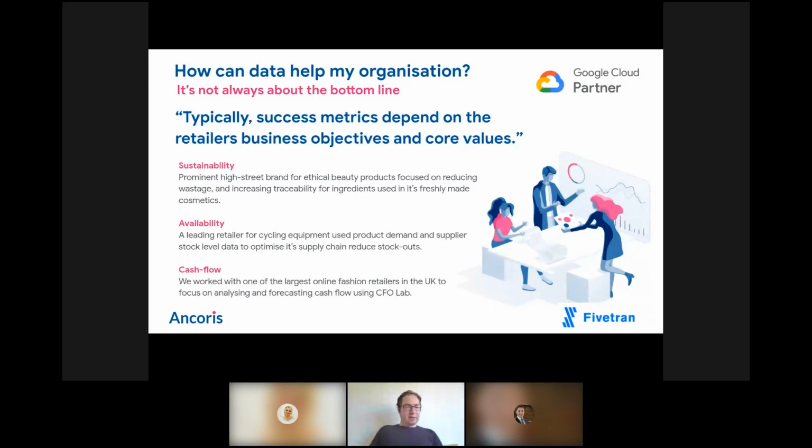And then another priority that we're seeing across many retailers right now is cash flow. We've worked with one of the largest online fashion retailers in the UK, using technologies like Fivetran, DBT, Looker, and BigQuery to help them analyze and forecast their cash flow. So it's not just about the crass make more money. It's a lot more subjective than that. Okay, next slide, please, Sue.